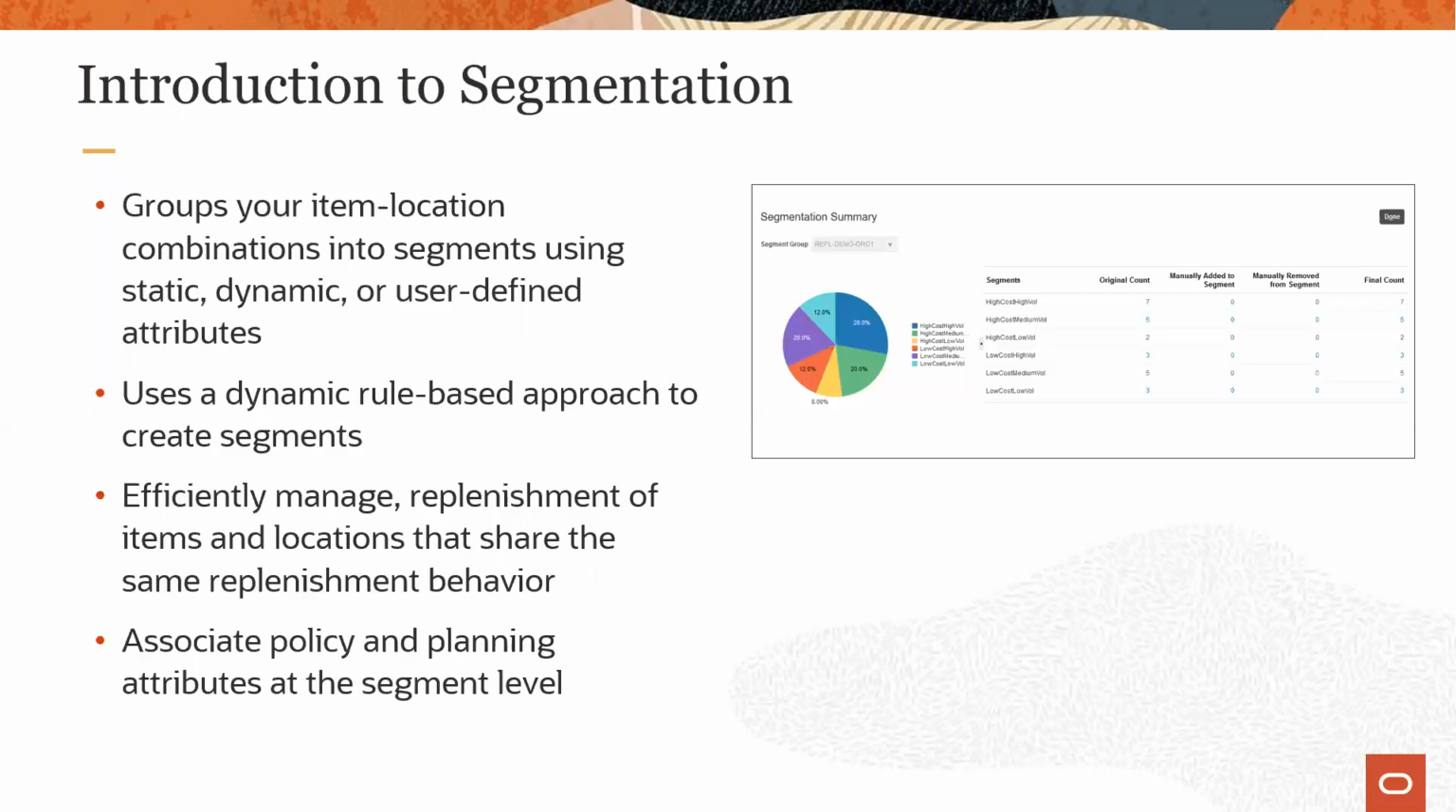Manage segmentation process uses a dynamic rule-based approach to create segments. You can efficiently manage replenishments of millions of item locations by grouping them into segments that share the same replenishment behavior. You can associate different policy and planning attributes for different parts at the segment level.